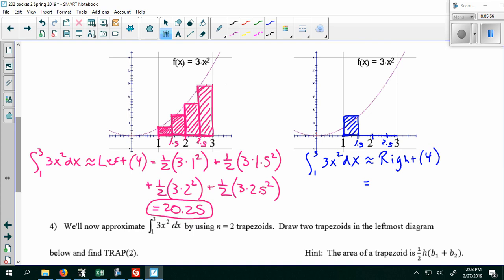Okay, and then for my next interval, 1.5 to 2, build a rectangle whose height is the height of the function at 2. And then we keep doing this as we work our way across here. And 3.